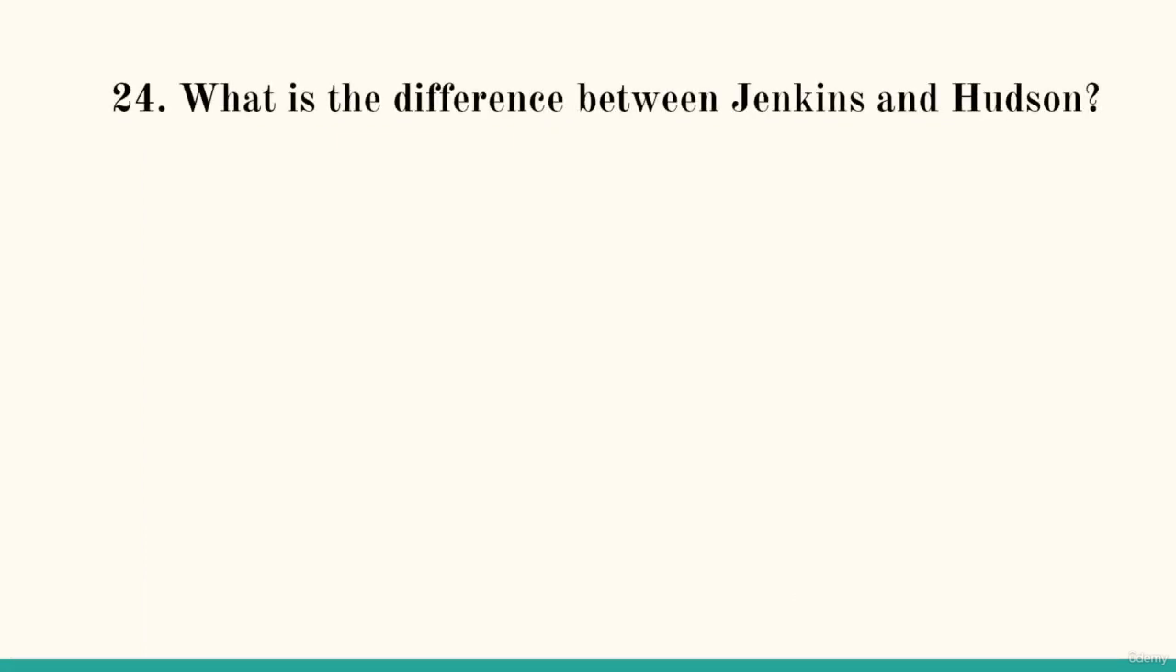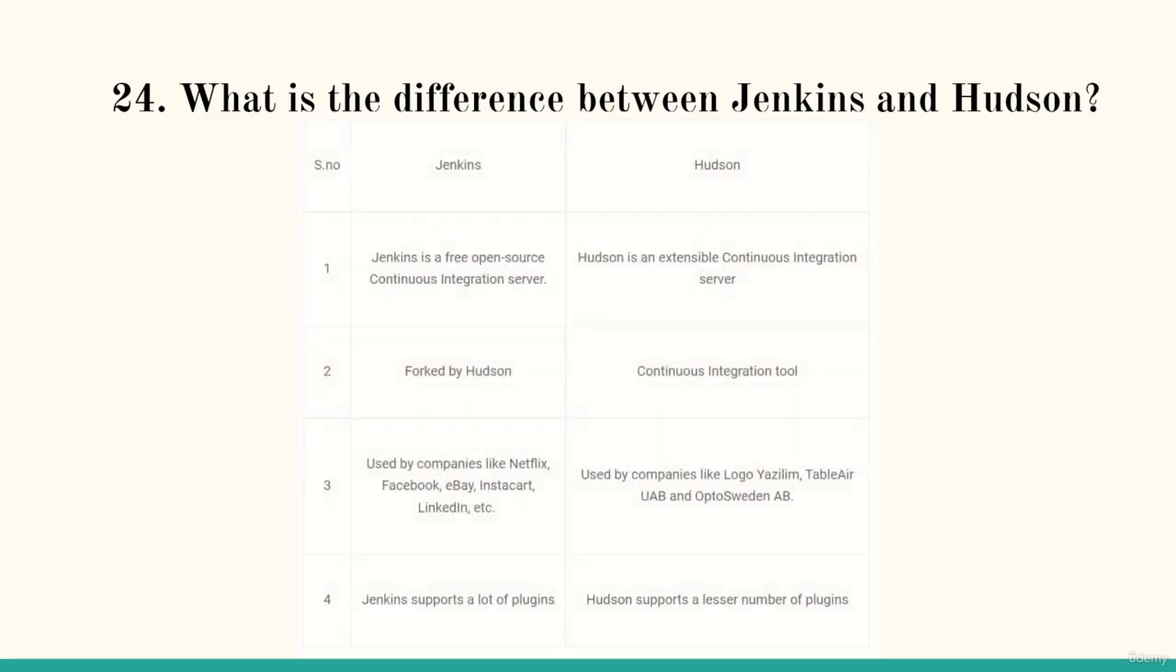What is the difference between Jenkins and Hudson? Jenkins is a free open source continuous integration server. Hudson is an extensible continuous integration server. Jenkins is forked from Hudson. Hudson is a continuous integration tool. Jenkins is used by companies like Netflix, Facebook, eBay, Instacart, LinkedIn, etc. Hudson is used by companies like Logo, Wilslam, Table Air, UAB, and Opto Sweden AB. Jenkins supports a lot of plugins. Hudson supports a lesser number of plugins.